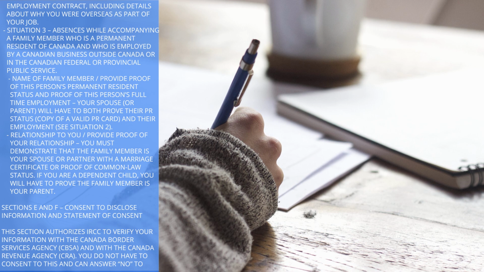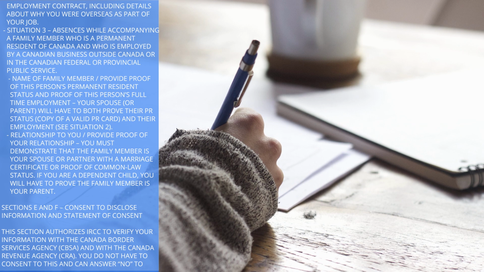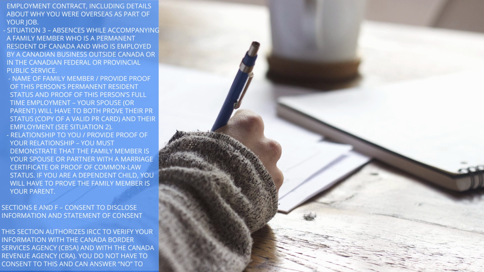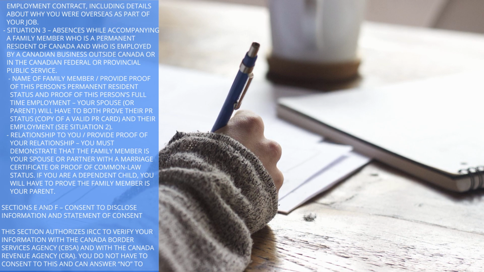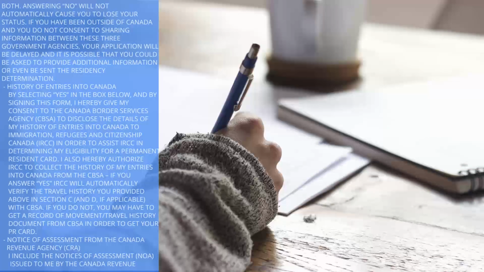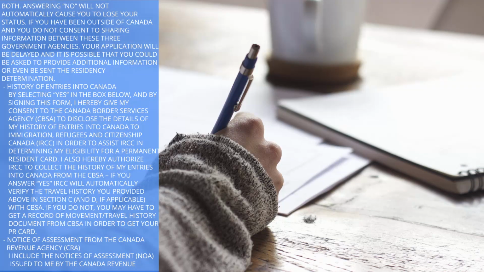Sections E and F. Consent to disclose information and statement of consent. This section authorises IRCC to verify your information with the Canada Border Services Agency, CBSA, and with the Canada Revenue Agency, CRA. You do not have to consent to this, and you can answer no to both. Answering no will not automatically cause you to lose your status.